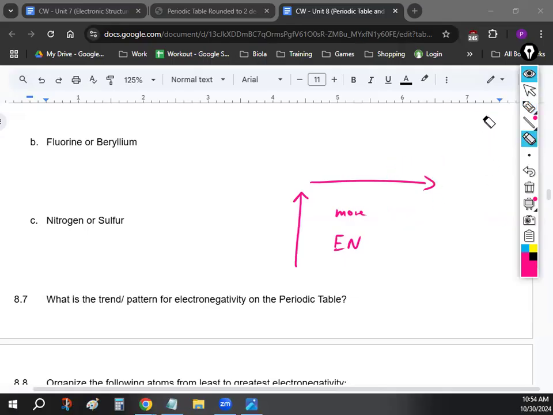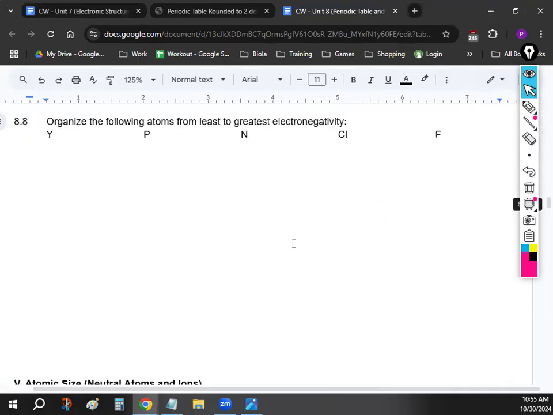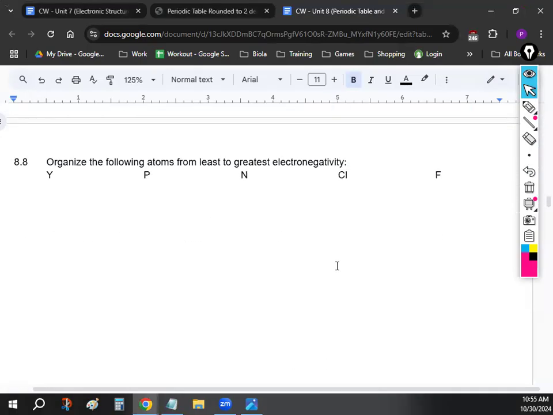Okay, we're going to end off by doing one last problem, and these are probably the hardest these problems are going to get. I want you guys to organize these 5 elements in order of least to greatest electronegativity. Least to greatest means you're going to put the least electronegative ones here and the greatest electronegativity ones on the right, okay? I'll give you guys about 2-3 minutes to do that, and then we'll close with that.